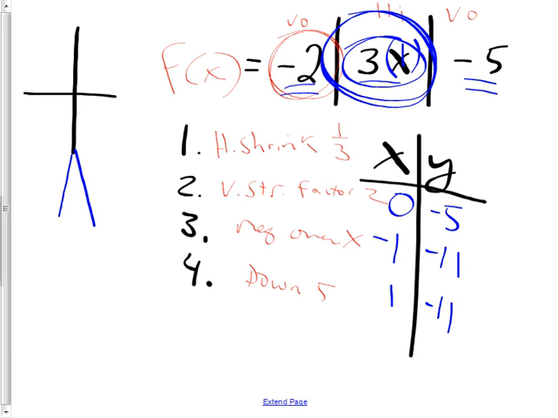So if you were to graph that, does that actually match up with my sketch? 0, -5, dot right there. Yep. -1, -11. Okay, it's hard to know if that's down 11 or not. But +1, -11. Yeah, it's all matching up. Do you see how well that checks you?